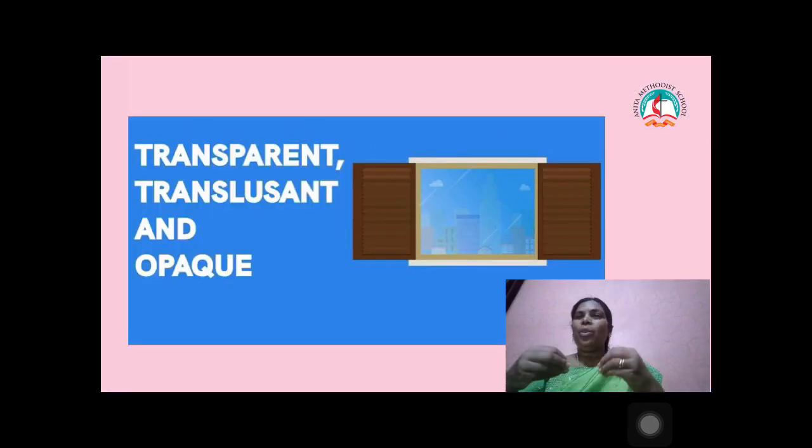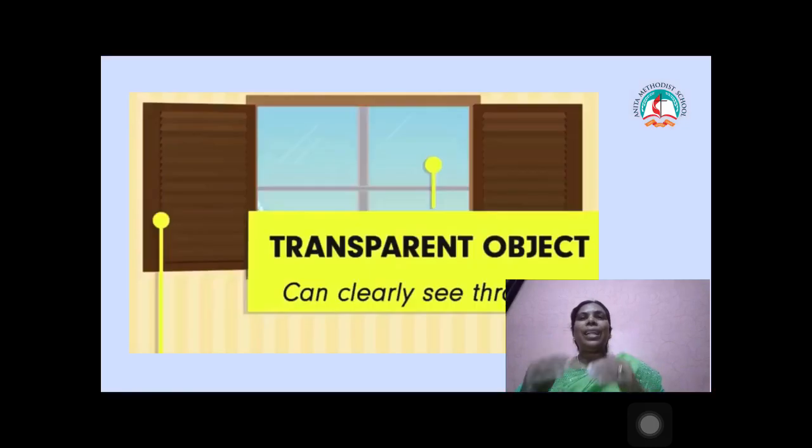Today, we are going to revise transparent objects, translucent objects and opaque objects. Do you know what a transparent object is? A transparent object allows the light to pass through it, so we can see other things clearly. When you keep a glass tumbler and want to see the opposite things through it, we can see easily because the light passes through. We can see the other side of things easily.